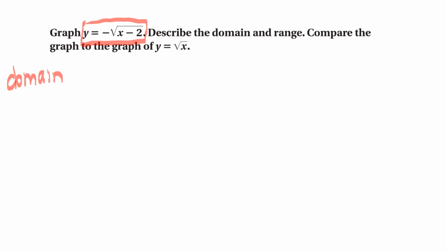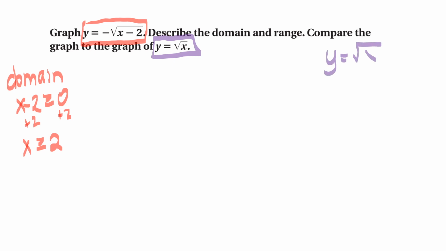again, I take my radicand. X minus 2 has to be greater than or equal to 0. So I add 2. So x is greater than or equal to 2 is my domain. Now, if I look at my domain of my root graph, y equals the square root of x. My radicand is x, so x has to be greater than or equal to 0. That's my domain.